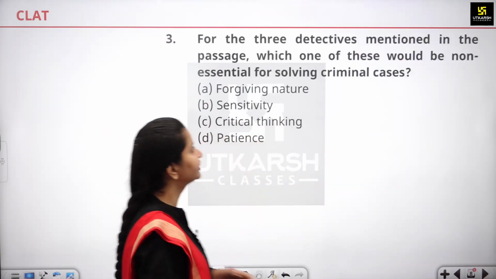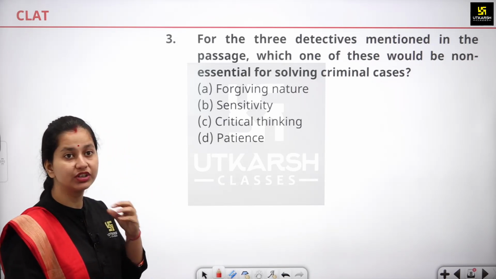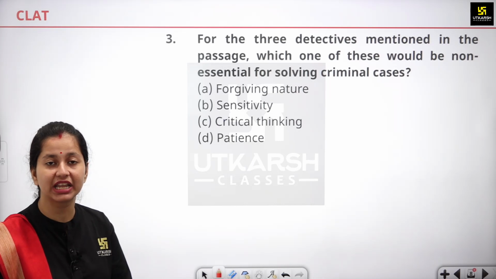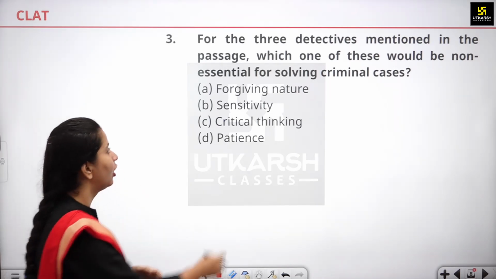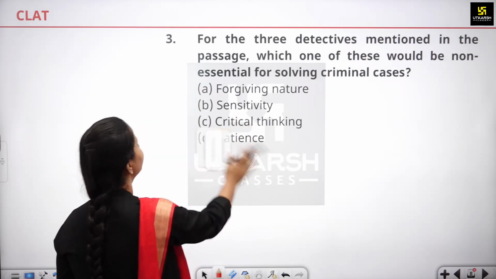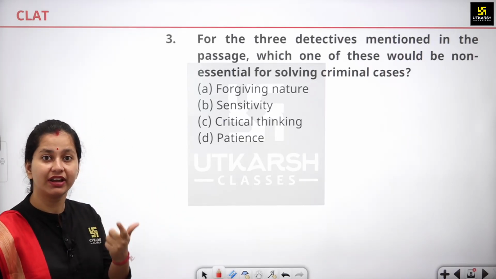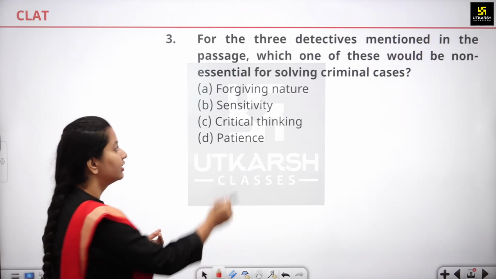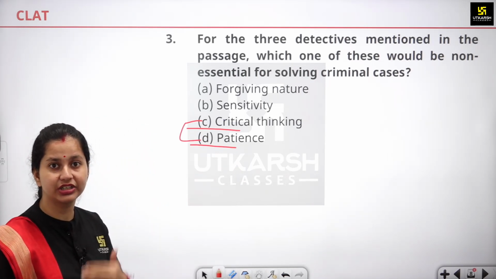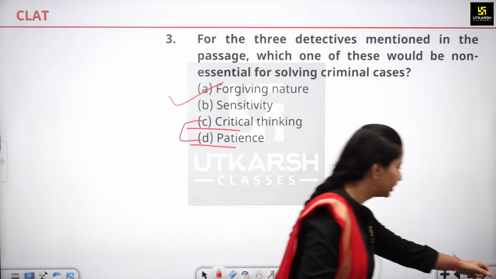Next question says, for the three detectives mentioned in the passage, which one would be non-essential for solving a criminal case? Which of these things is not necessary for solving a criminal case? Option A, forgiving nature, sensitivity, critical thinking and patience. So what is the correct answer here? For the third question, when we talk about sensitivity, who used sensitivity? Father Brown. Critical thinking and patience, these were the things all three detectives were using. So the correct answer is option A. Forgiving nature is not essential for solving criminal cases.